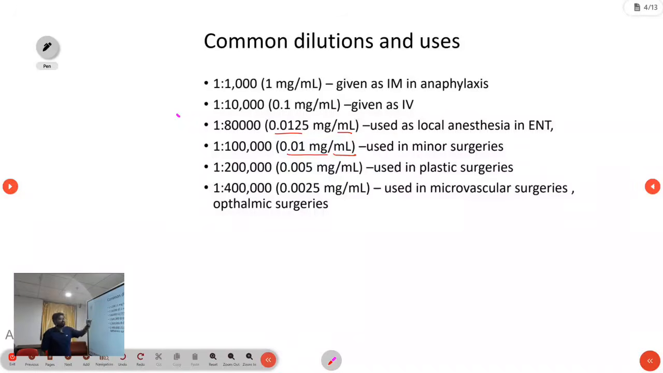The 1:80,000 we mostly use as a local anesthetic in ENT. All these higher dilutions are used with adrenaline mixed with lignocaine, which is a local anesthetic. This 1:80,000 we use in ENT, whereas 1:1 lakh we use in minor surgeries, and 1:2 lakh and 1:4 lakh we use in microvascular as well as plastic surgeries.